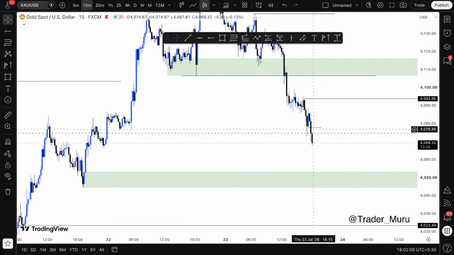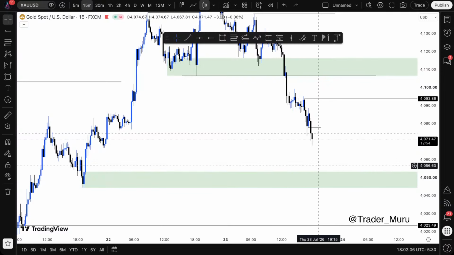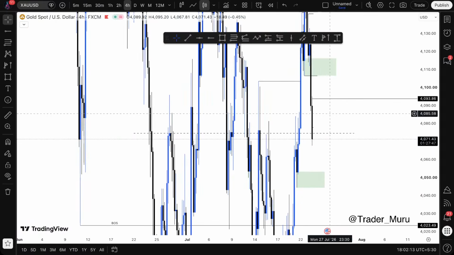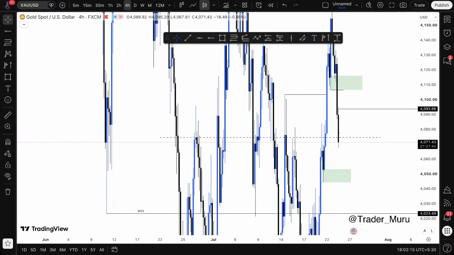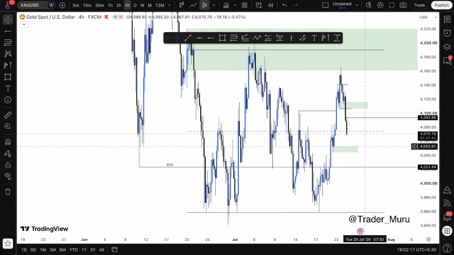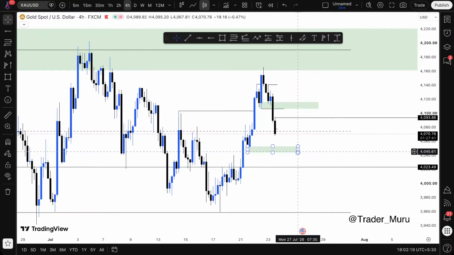Chart is already saying that it is bearish for gold. We already have a close below. Watch for more drop. Now a 4-hour change of character will definitely drop gold if we get it. It will be in the direction of news.